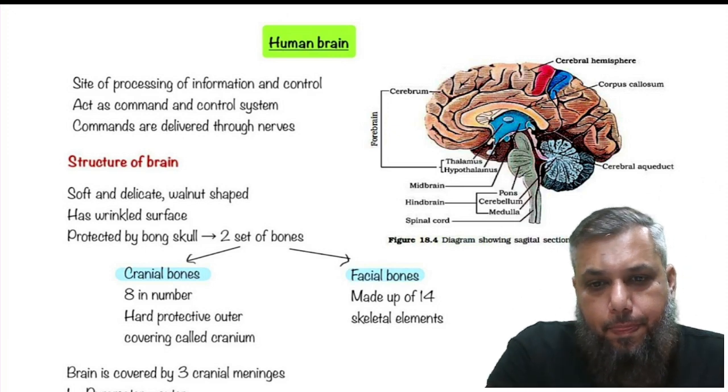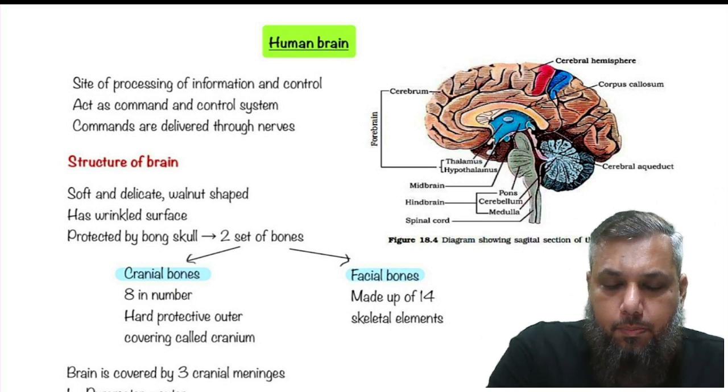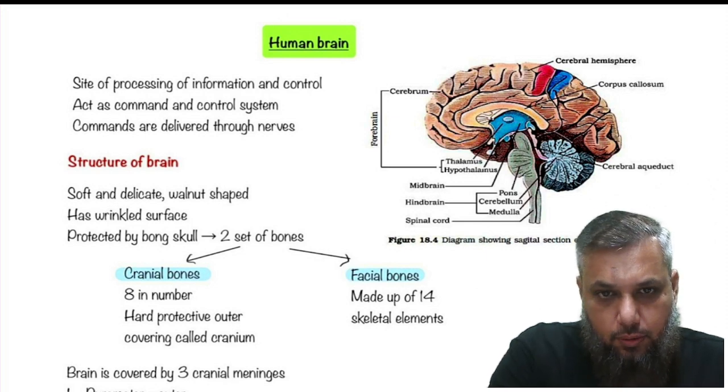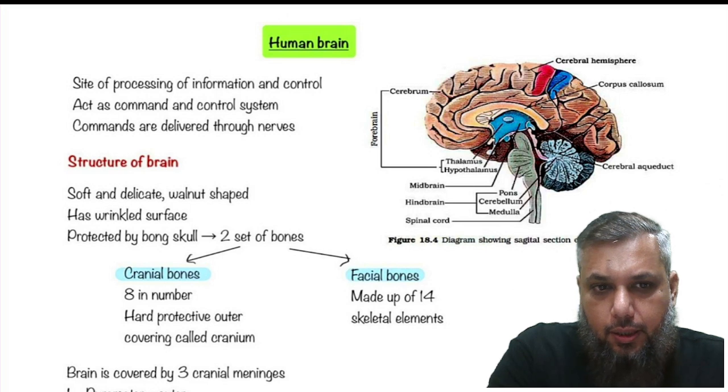To continue with the human brain. Now, dear students, we have already studied what a nerve impulse is and the conduction of the nerve impulse. Now, let us start with the central nervous system. As you know, in the chordates, the central nervous system is dorsal, it is hollow, and it is made up of the brain and the spinal cord.